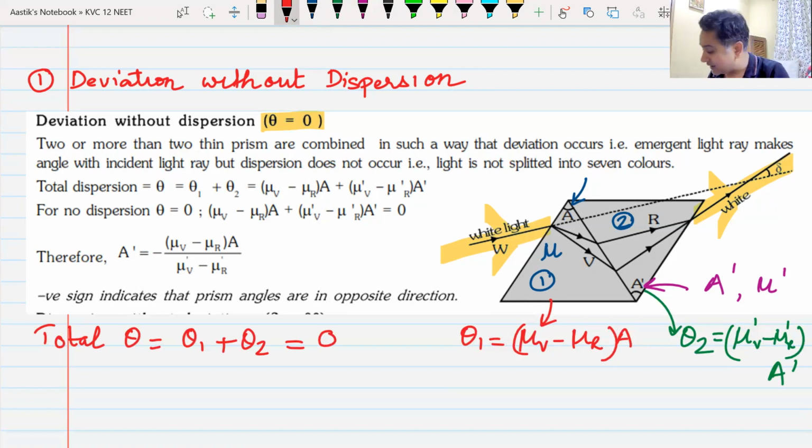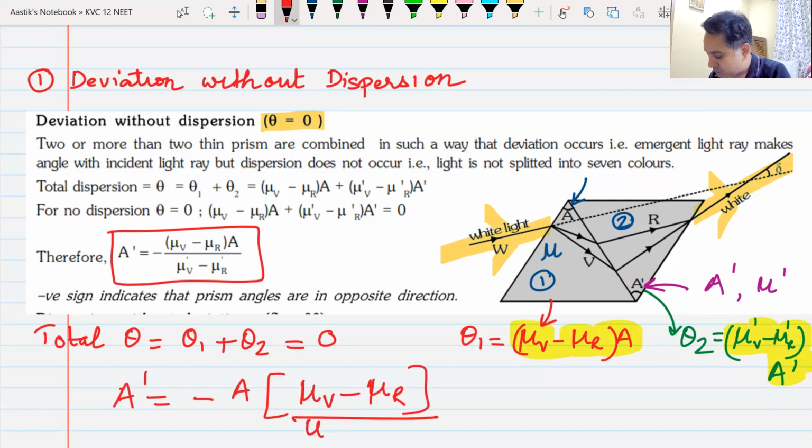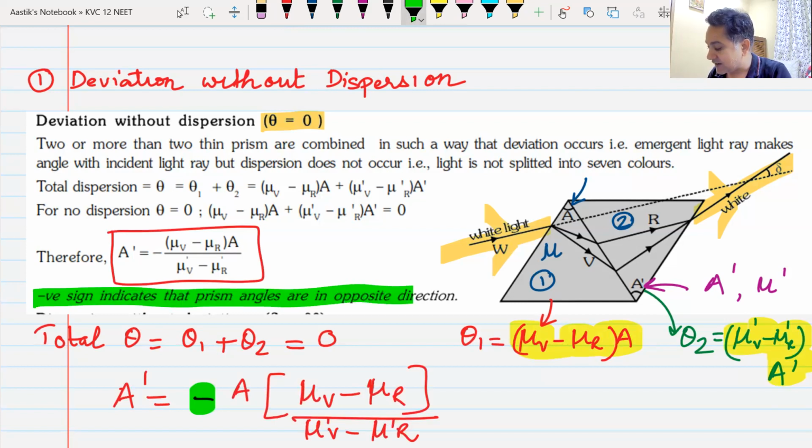Therefore, you have a relation between A and A dash. That is the relation that is given here. Do you see this? And that is what you will have to remember. A dash will be equal to minus A into mu violet minus mu red divided by mu dash violet minus mu dash red. What does this negative sign indicate? This negative sign indicates that prism angles are in the opposite direction. That means if one prism is erect, the other one is inverted.